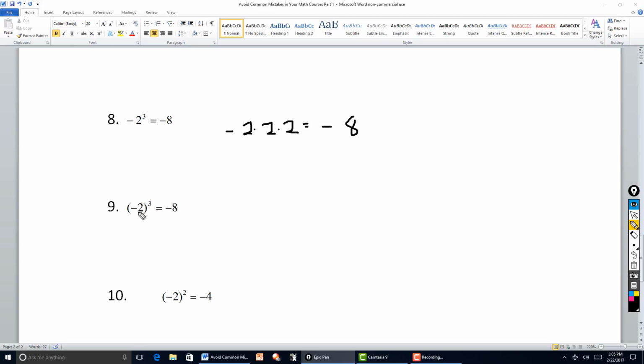Now over here, I have negative 2 to the third. That's 3 factors. In this case, the base is negative 2, because it's in parentheses. So again, multiply this out. Notice the format is different, but the answer is the same because, again, it's an odd number. So an odd number of negatives is still going to be negative. Negative 2 times negative 2 is 4 times negative 2 is still negative 8.